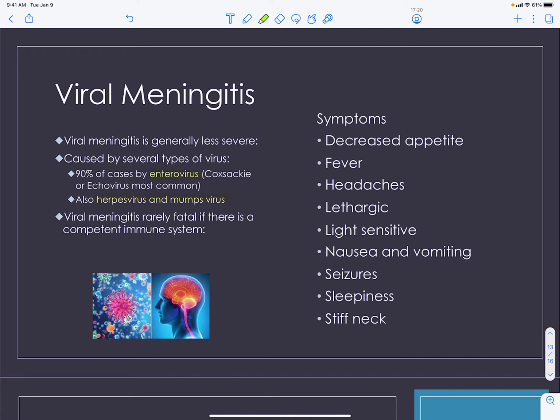Now, of course, your meningitis is rarely fatal if it is caused by a viral infection, but it also goes back to if the person has a competent immune system to clear that infection. And remember, the symptoms are going to be a decreased appetite. You can have with viral meningitis nausea and vomiting, so that is a symptom of meningitis, not encephalitis. Because it's a virus, it can cause seizures, stiff neck, etc.